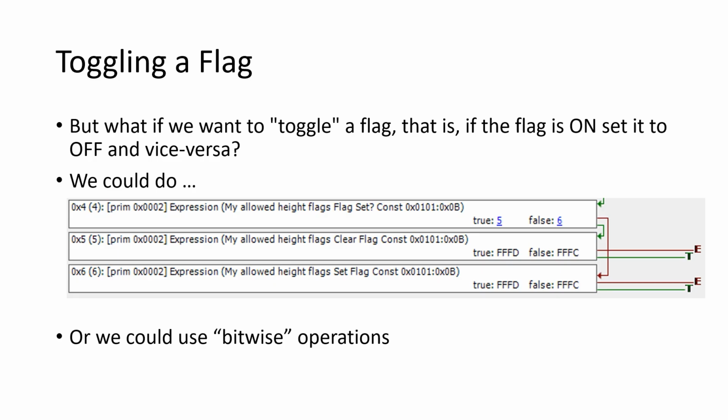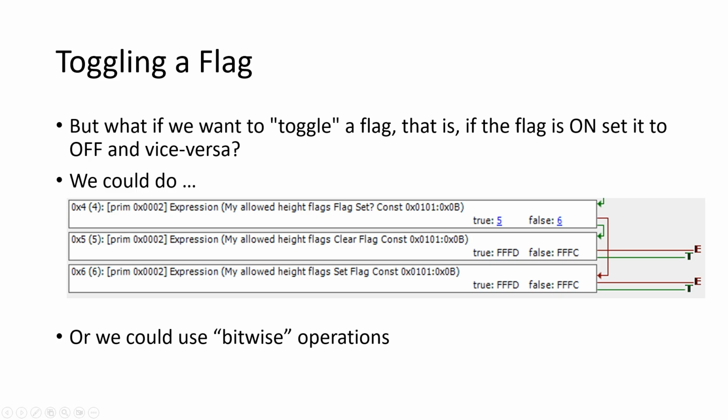So we're now going to wander off into the realms of bitwise operators. And the way we get there is we're going, well, what if we want to toggle a flag? That is, if it's on, we want to set it off, and if it's off, we want to set it on. We could do 3 lines of code, which says, well, if my flag is set, I'm going to go to line 5, which says clear that flag, and then exit. And if it's false, I'm going to go to the line that says set that flag. That's fairly clear. We could do that. Or we could wander off into what are called bitwise operators.